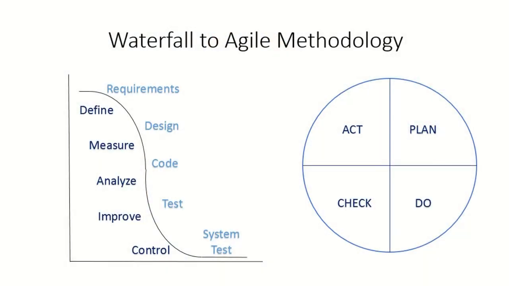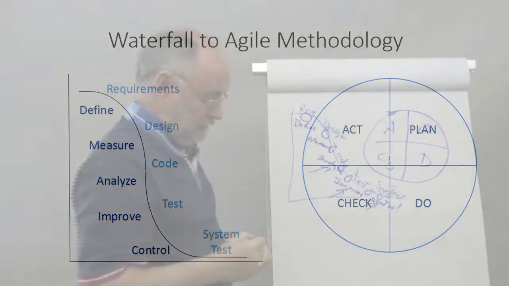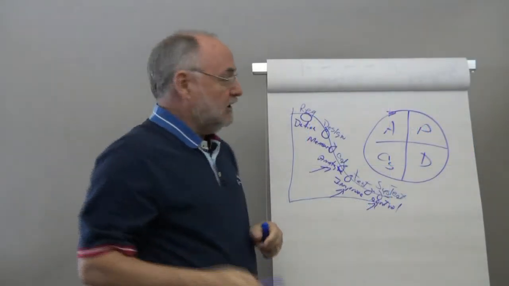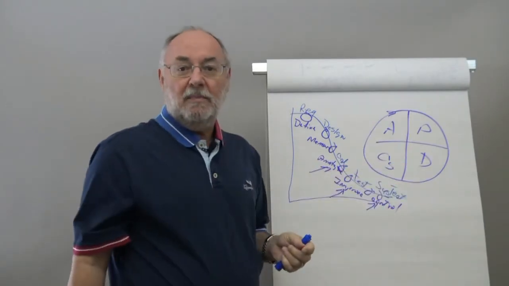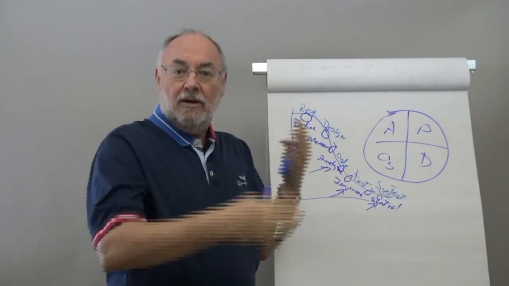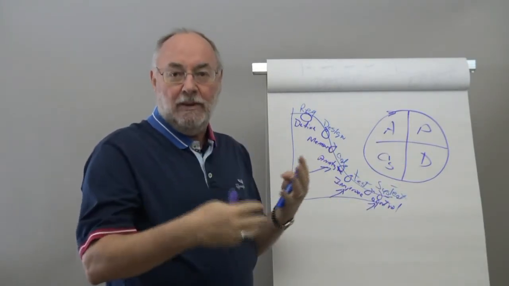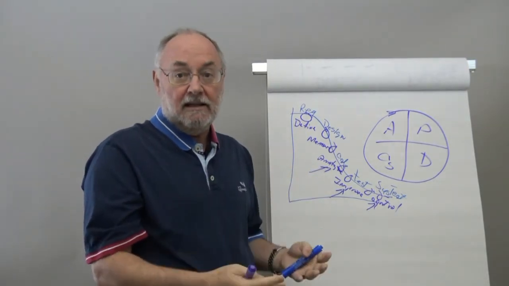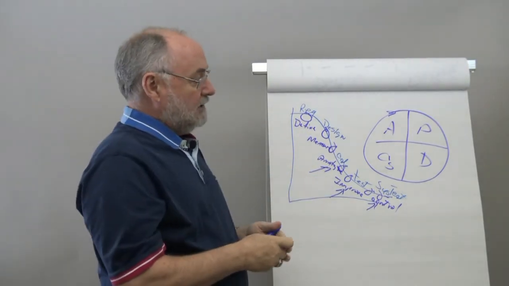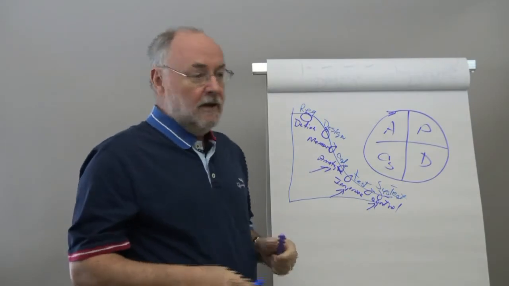Now, if you think about the old TQM model, right, it was a loop. Plan, do, check, and act. Or plan, do, study, act. It was a loop, right? Even the picture was a loop, right? So it had iteration built into it. Does this make sense?